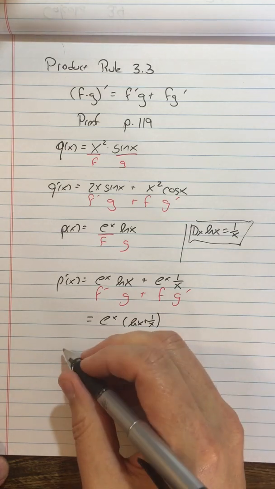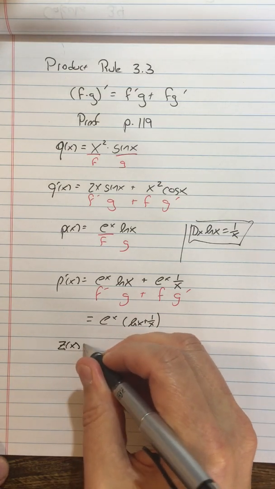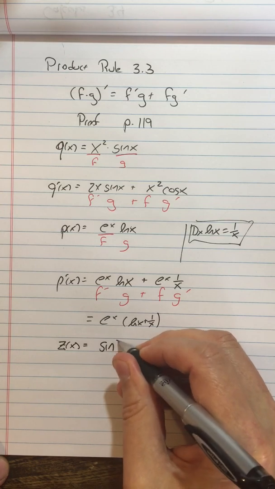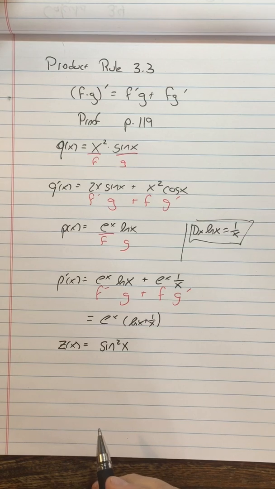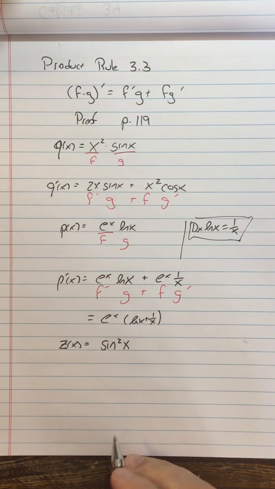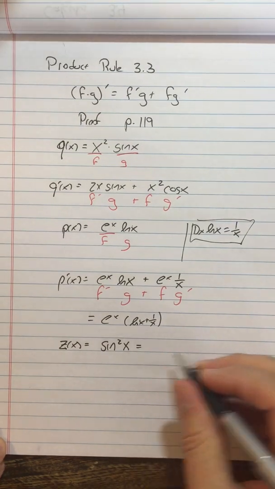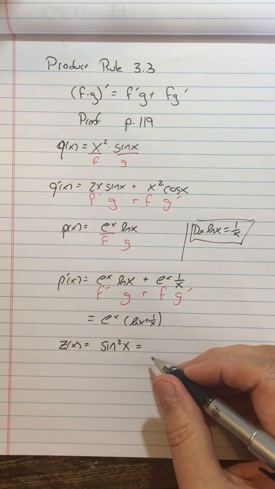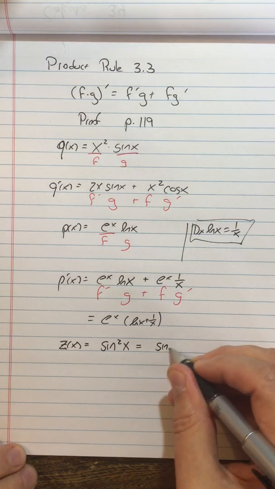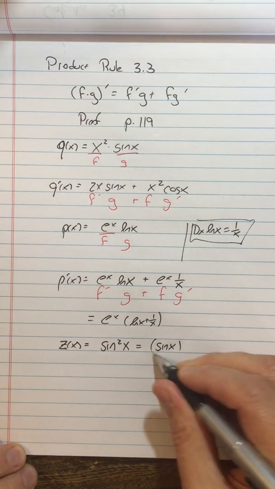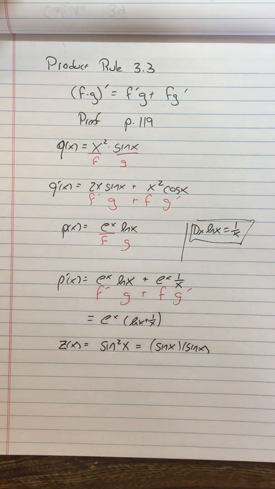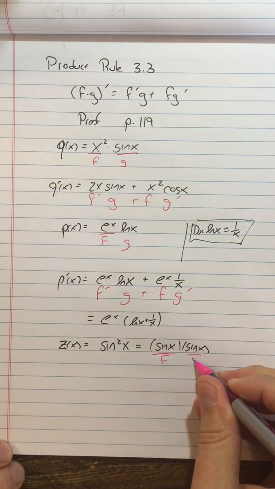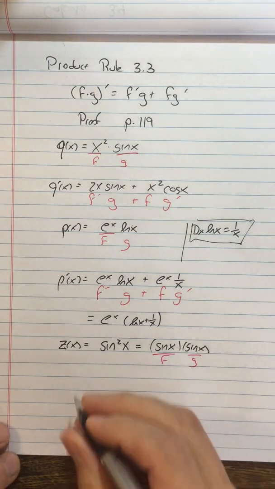Here's an example that's less obvious. I'm going to call this z(x). Z(x) is sine squared x. Now, we're actually going to have a different way to do sine squared x, probably on Friday, assuming the schedule doesn't change again. For now, if I don't know the chain rule, which I'm going to learn next lesson, we'll write sine squared x as sine x times sine x, and then sine is f, and sine is also g, so then I can say what z' is.